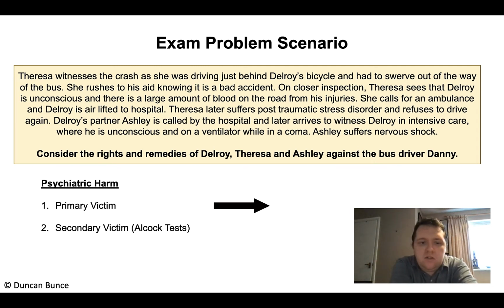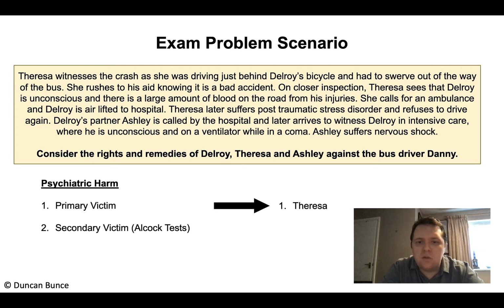So for primary victims, clearly Teresa is going to be a primary victim. Now if you look back over your notes, it will be because she is directly involved in the accident, and furthermore, and a lot of people miss this, so you've got to be careful, got to go line by line. If you read it again, do you notice that it says that she had to swerve out of the way of the bus that Danny was driving? The implication there is that she herself would have been injured. So that's what makes her a primary victim. As the mark schemes say, she is within that zone of danger herself.